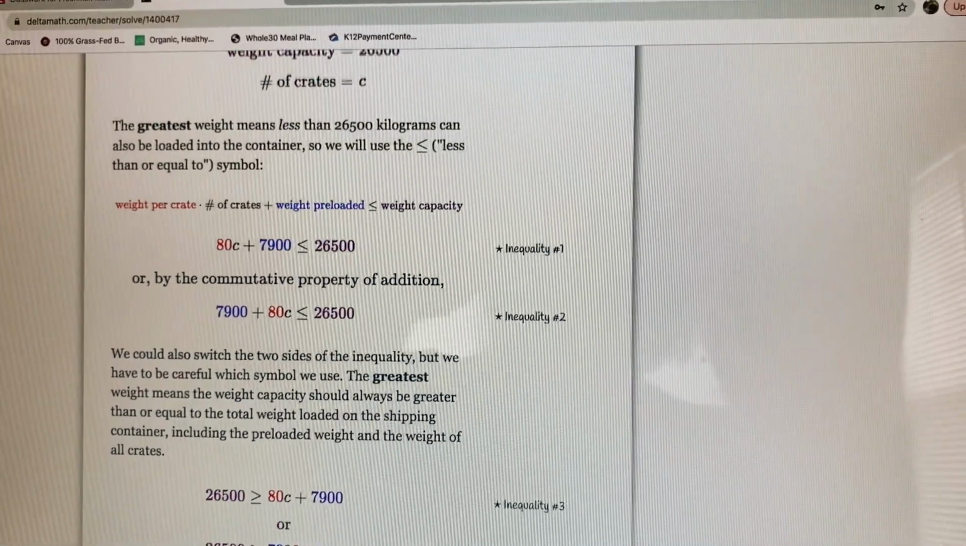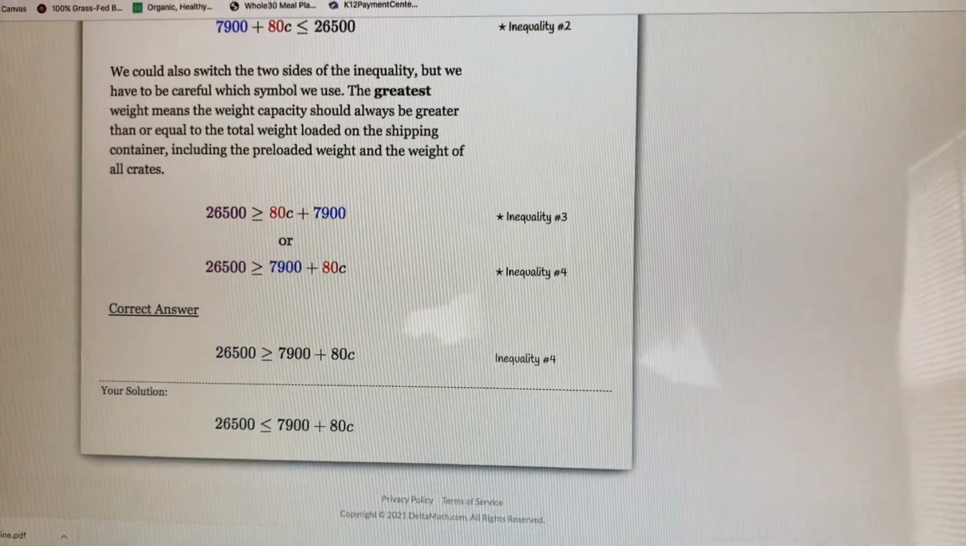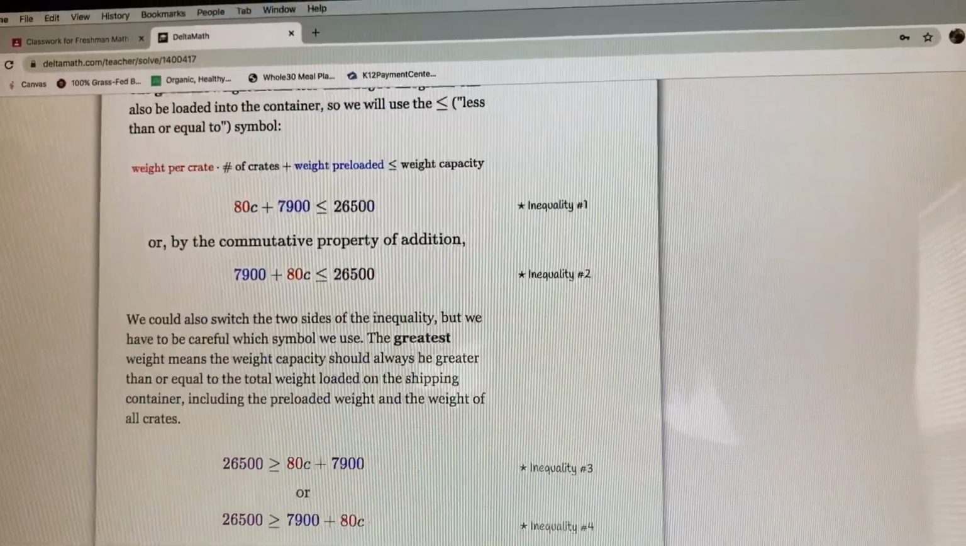It tells you how to solve these problems. It explains it to you, and it tells you what's right and what's wrong and what you did wrong. So use those resources.